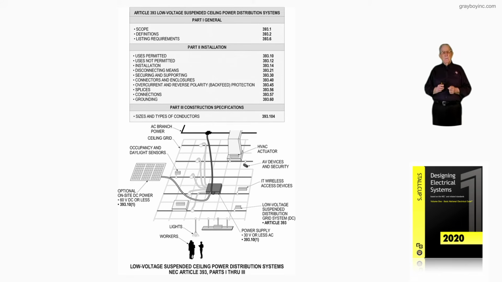So here in the United States now, this Article 393 recognizes a low voltage suspended ceiling power distribution system instead of maybe 120 or 277 type lighting that would be put in there. It would be low voltage.